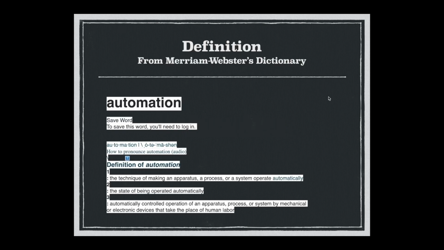So we've gotten through EQ, dynamic processing, delays, simple balancing, panning, talking about mixing. The next step we're going to look at is automation. The definition of automation from Merriam-Webster's dictionary: the technique of making an apparatus, a process, or a system operate automatically. The state of being operated automatically. Automatically controlled operation of an apparatus, process, or system by mechanical or electronic devices that take the place of human labor.